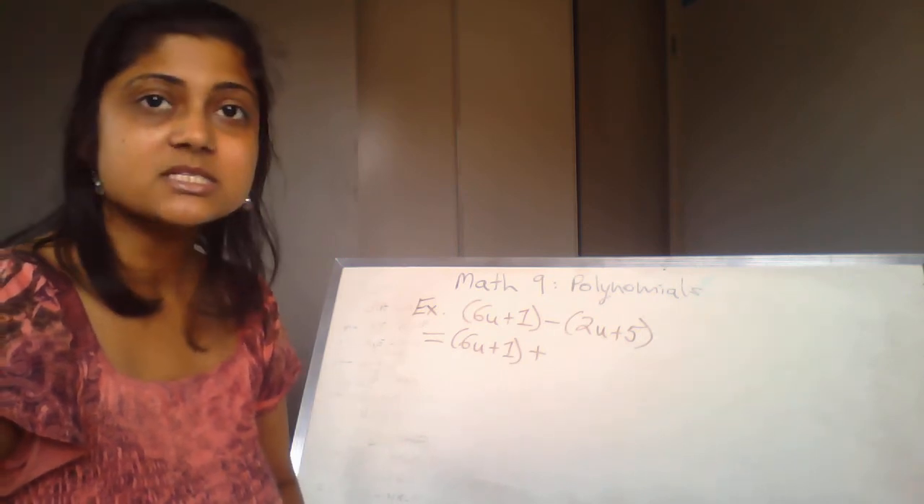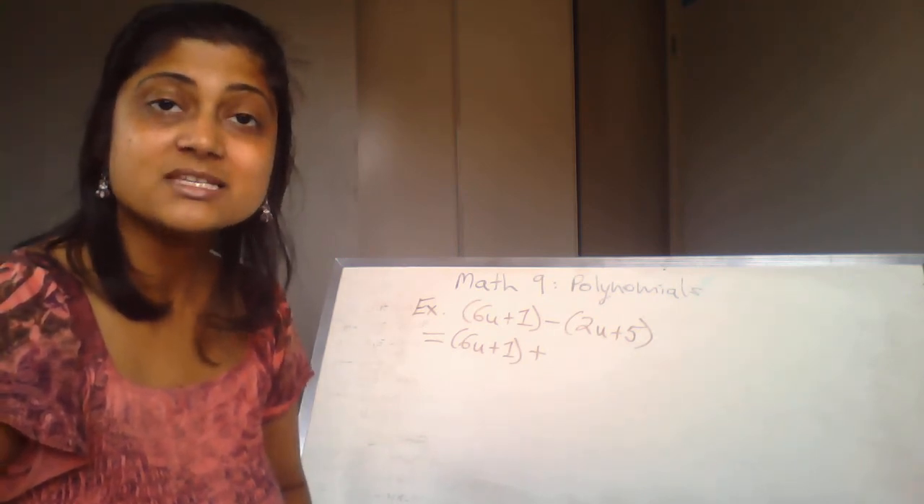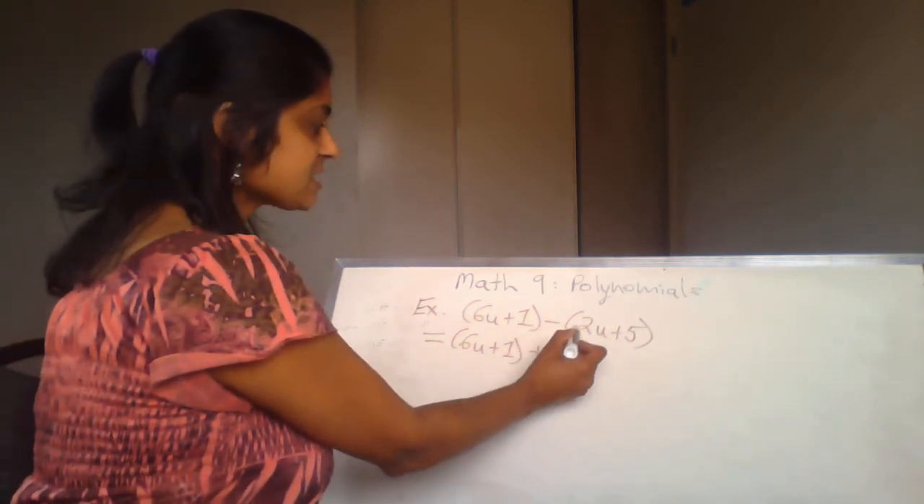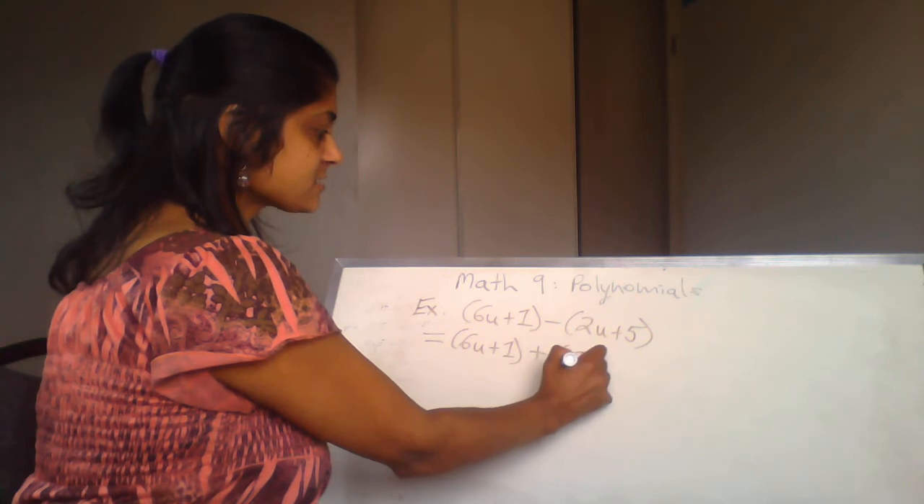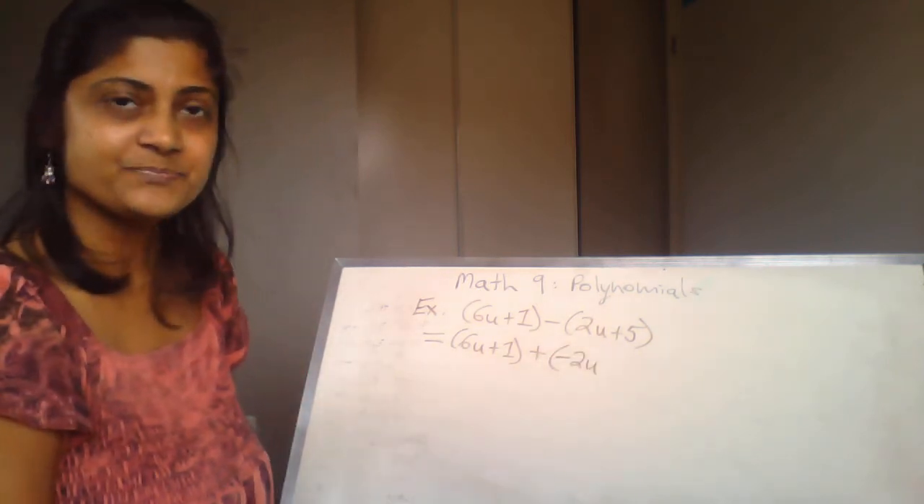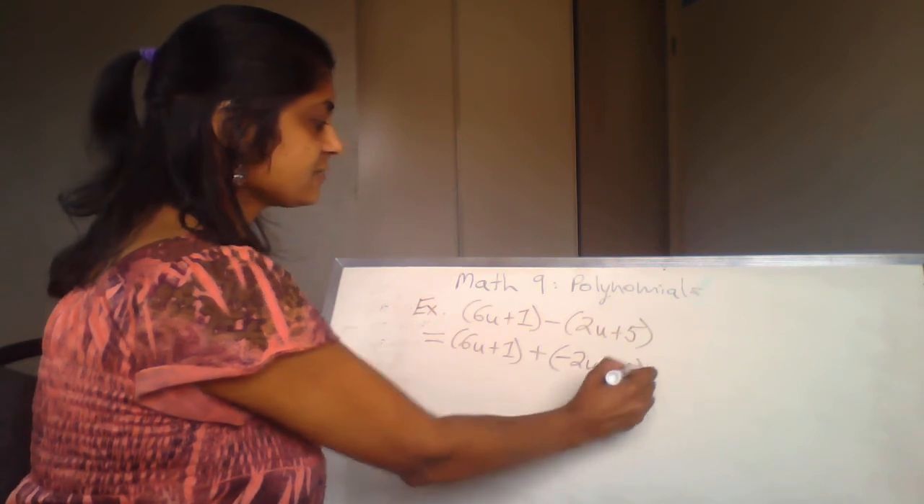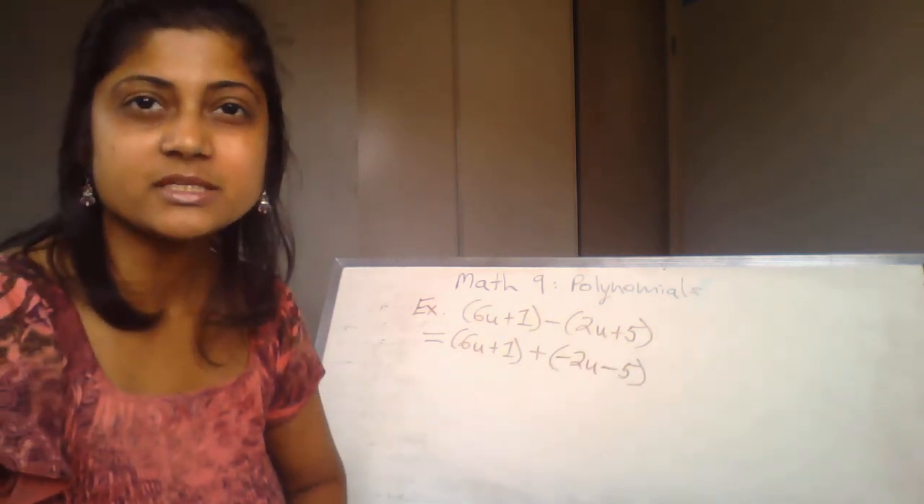And you're going to change the sign for everything within the second brackets. Okay, so everyone look very closely. This is positive 2u minus 2u. Okay, then I have positive 5 and it becomes minus 5. So it's not that I'm actually changing the expression.